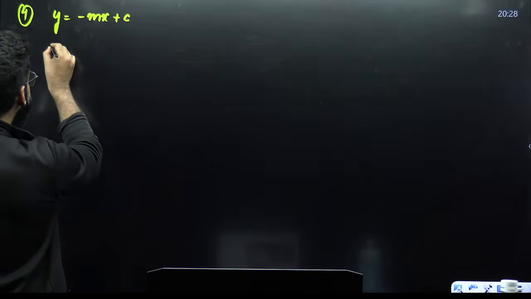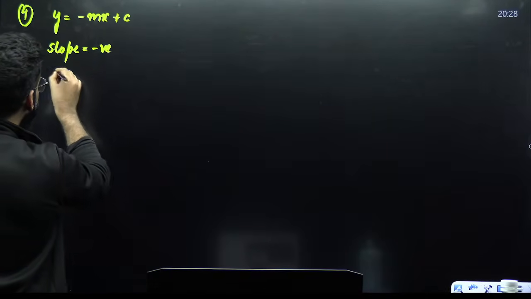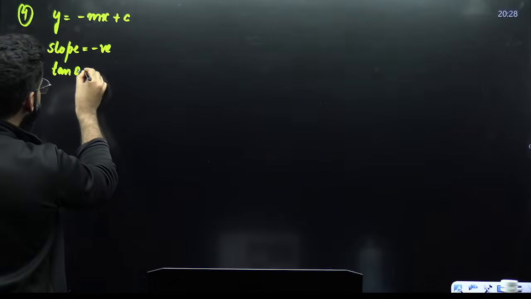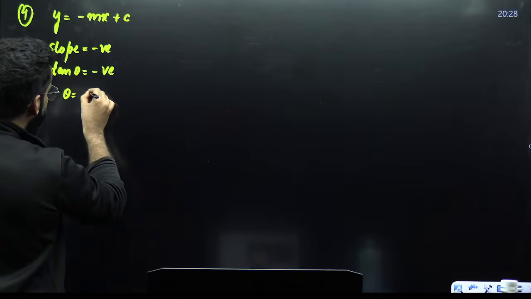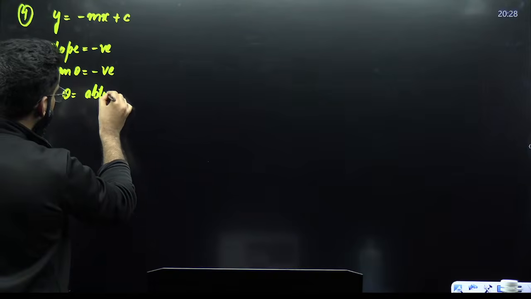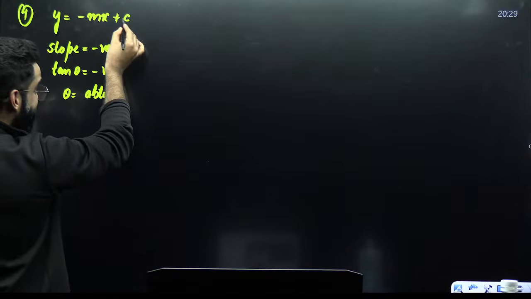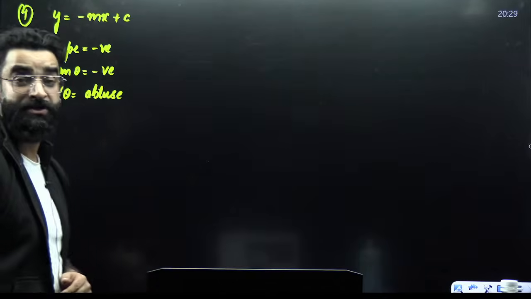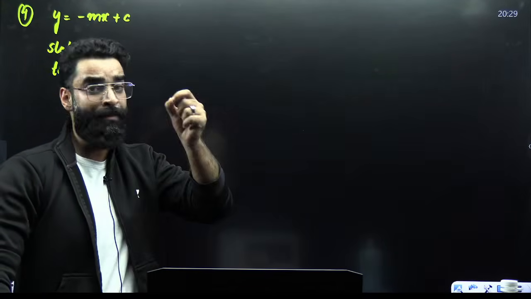Slope is negative. That means tan of theta is negative. Tan theta negative means theta is acute or obtuse. Theta is going to be obtuse. Look at the sign of this c. It is positive. That means the graph will be starting above the origin.